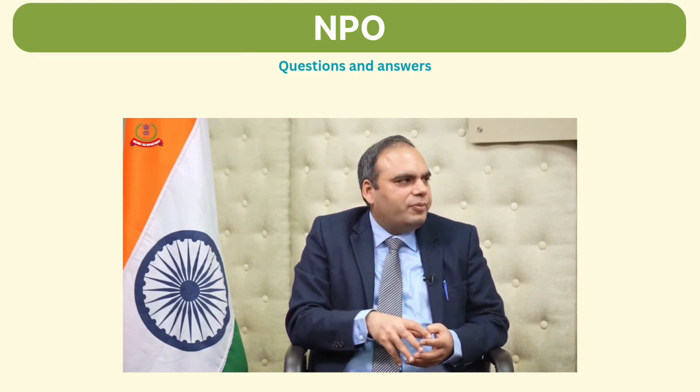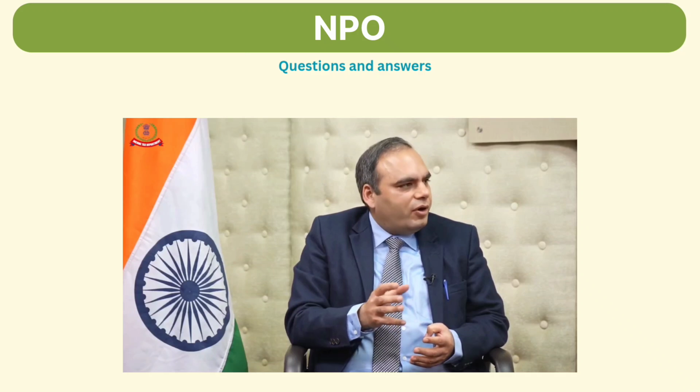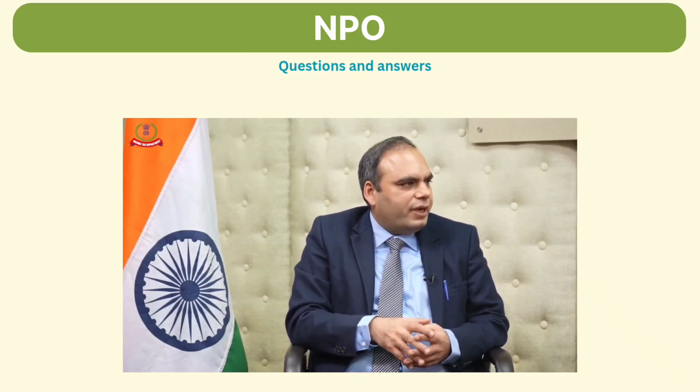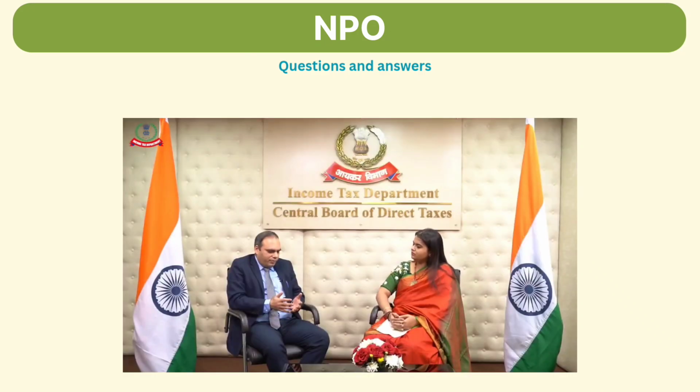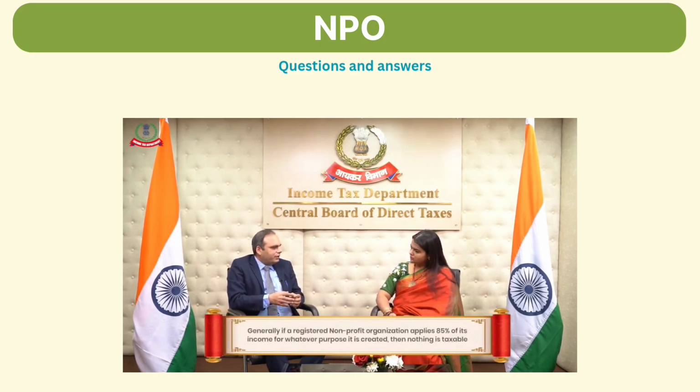Similarly, 115BBC provided that anonymous donations received by certain, say, charitable organizations will be chargeable to tax at the rate of 30%. Similarly, 115BBI provided that their specified income will be taxable at the rate of 30%. So now what this provision relating to taxability of registered NPO seeks to do is bring all these taxabilities together in a single provision.